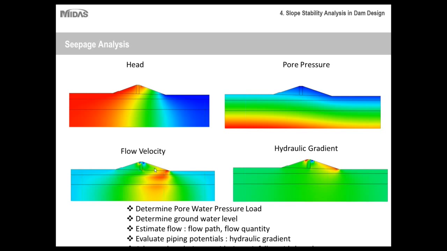And what the program is telling us here is that flow velocity will be at its critical point in this area. So this is where the maximum amount of seepage occurs, which is right here around the slope. And later on, the flow velocity, or the forces in general acting upon this slope due to seepage, will be taken into account when doing our slope stability analysis.